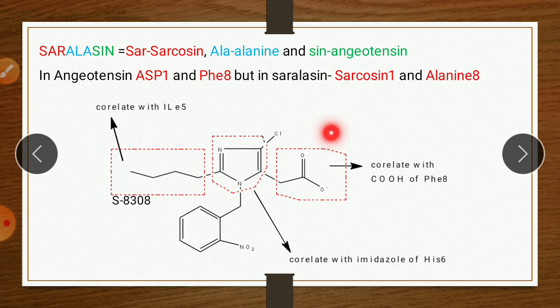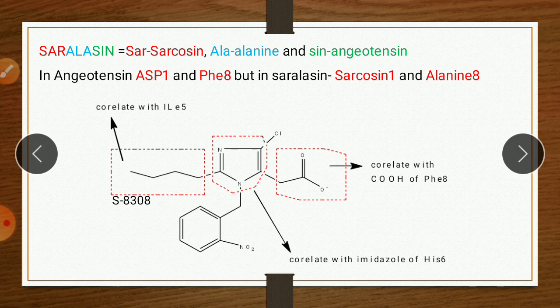Again I repeat, the first binding site is the carboxylate group of this drug correlating with the carboxylate group of phenylalanine, which is the 8th amino acid in angiotensin II. Second binding site, the imidazoline ring is correlated with the imidazole ring of histidine, which is the 6th amino acid in angiotensin II. Third one is the N-butyl group correlated with the hydrocarbon of isoleucine, which is the 5th amino acid in angiotensin II. So it is just a comparison of the binding sites of this drug with angiotensin II.